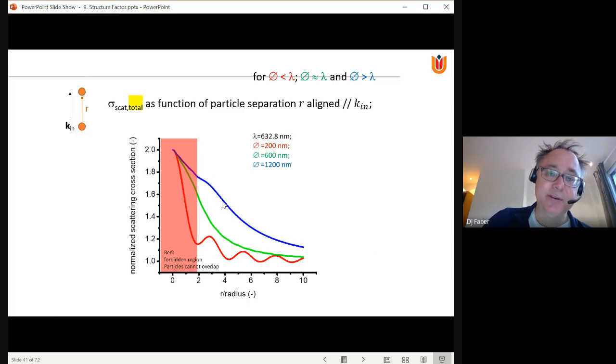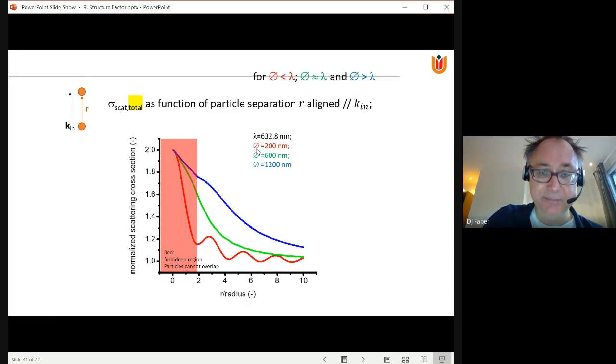But if they're close, you can see that this interference really matters. Remember, the interference can be constructive, it can be destructive. So anything can happen. But you can see here that for the close distances, for the larger particles, there is quite an amount of constructive interference between the scattered fields, which basically leads to a total scattering cross section of the system that is larger than the scattering cross section of the two individual particles. You see the same thing for the particles that have a diameter almost equal to the wavelength, albeit at a little bit lower magnitude.